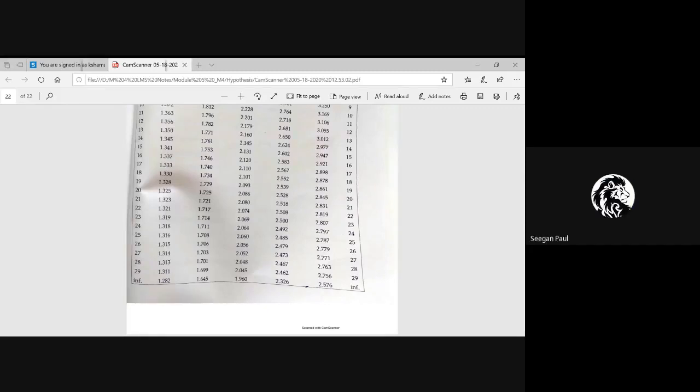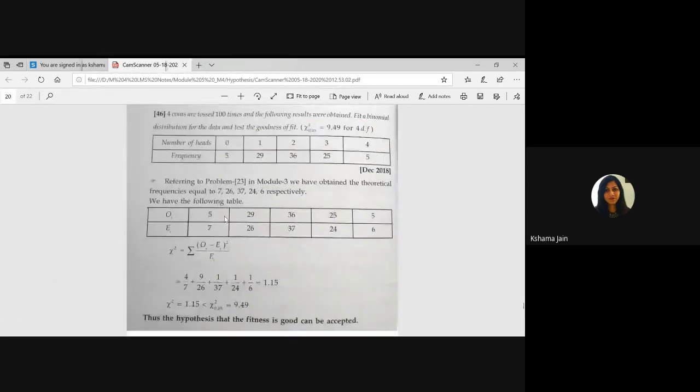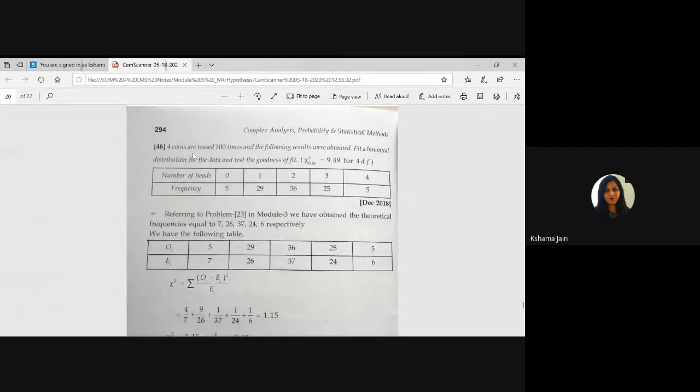How did you get the expected output for the last problem, ma'am? See this now, the last problem. Four coins are tossed. This is done by the binomial distribution. If you remember that formula, nCr p to the power r, q to the power n minus r.